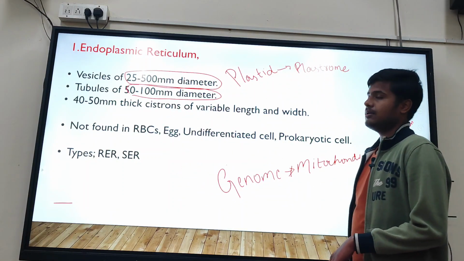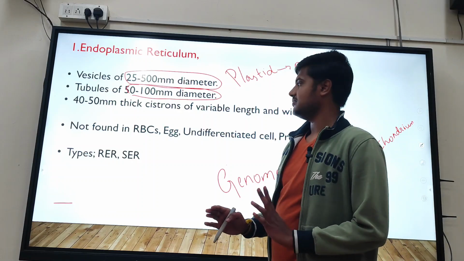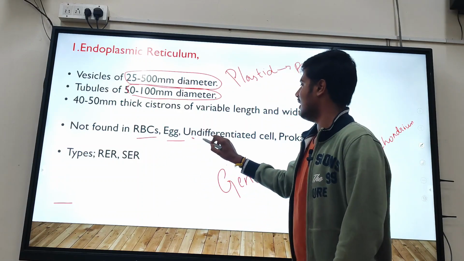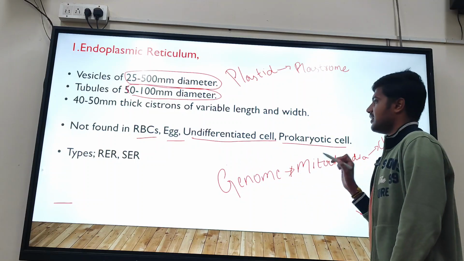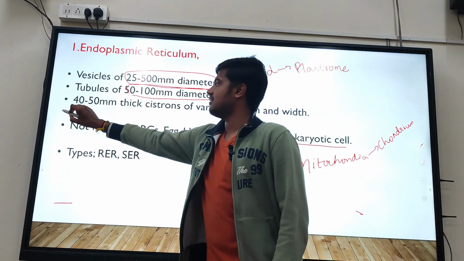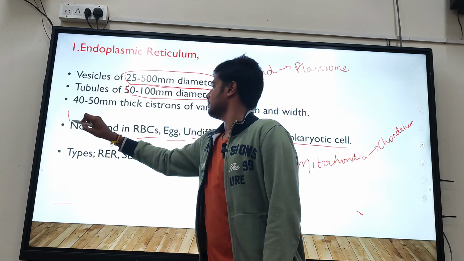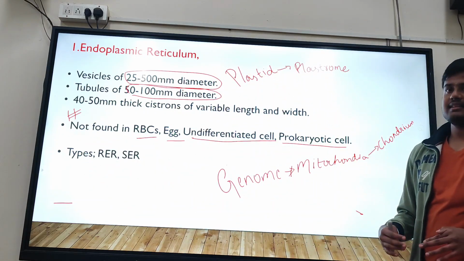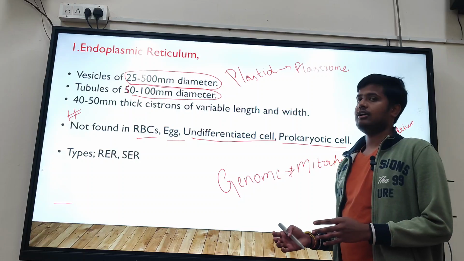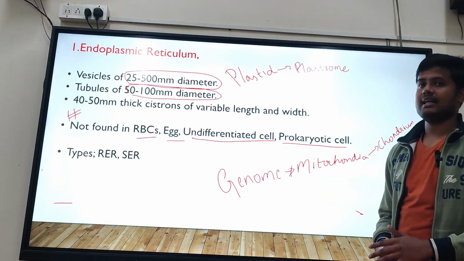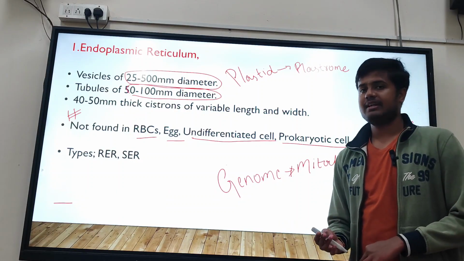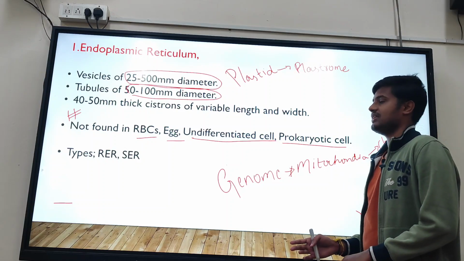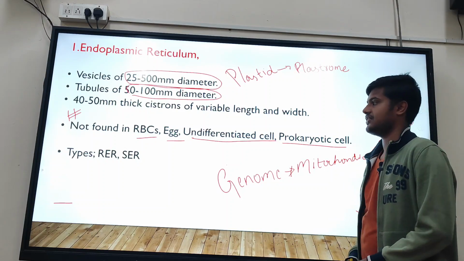Endoplasmic reticulum is not found in RBCs, egg, undifferentiated cells, and prokaryotic cells. This is an important point from the exam point of view. They are all not present. They may ask a statement-based question: endoplasmic reticulum is present in RBCs, is statement 1 true or false? Like that, statement-wise questions can be asked in the examinations.